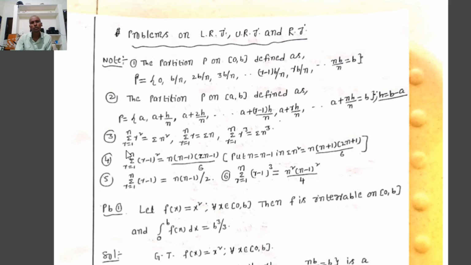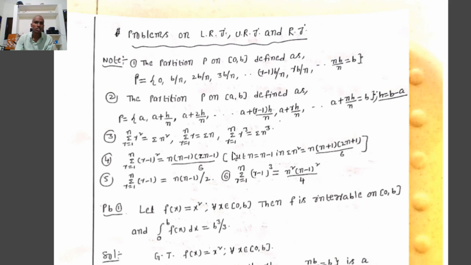And some important results. Summation r equal to 1 to n of r square, that is 1 square plus 2 square plus 3 square plus up to n square. Therefore, summation n square equal to n(n+1)(2n+1)/6. Next one, summation r equal to 1 to n of r, that is 1 plus 2 plus 3 plus up to n, the sum of the first n natural numbers. Summation n equal to n(n+1)/2.